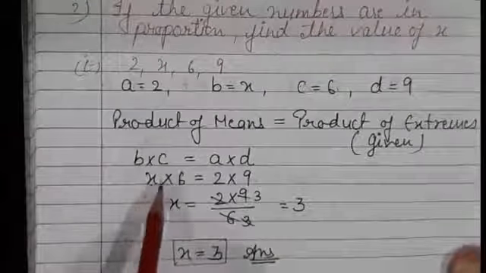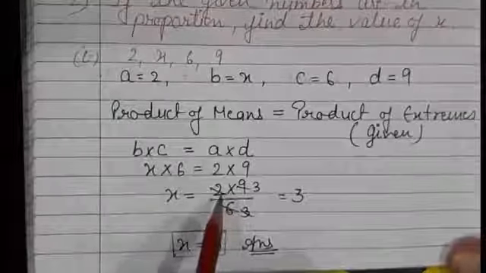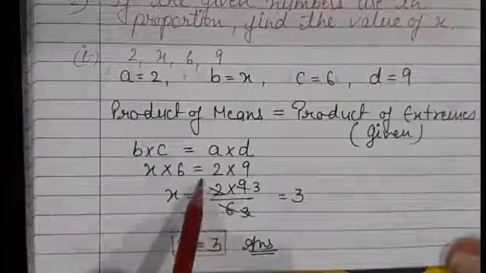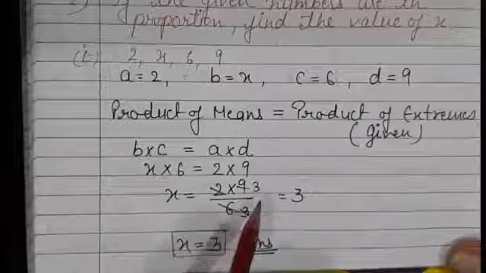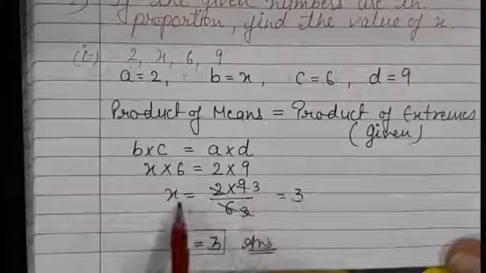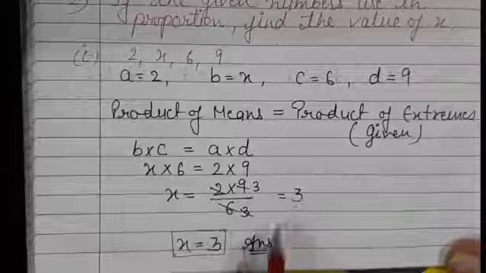x will be equal to 2 into 9 by 6. When we solve, 2 1s are 2, 2 3s are 6, 3 1s are 3, 3 3s are 9. The x value will be 3 only, right?